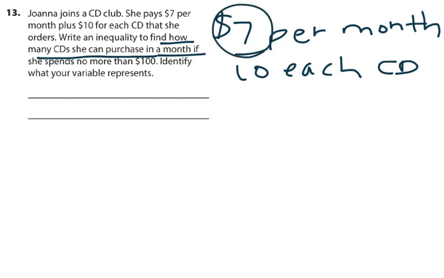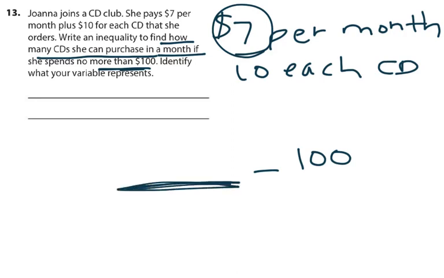So we're talking the $7. You don't have to multiply it by anything. How many CDs she can purchase in a month if she spends no more than $100. So $100 max. I'm going to start the inequality on this side right now. Can she spend $100? Yes, so we have that equal sign there. And which side do we want to be smaller, the number of CDs over here or the $100? Yeah, we want the number of CDs to be smaller, so all of this side has to be smaller than the $100 that she has because she wants no more than $100, okay?